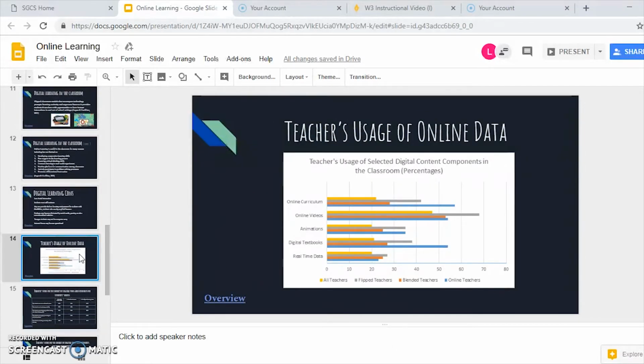Teachers' uses of online data. Teachers' uses of selected digital content components in the classroom by percentages. All teachers, blended teachers, online teachers. And the parameters that they gave us were online curriculum, online videos, animation, digital textbooks, and real-time data.